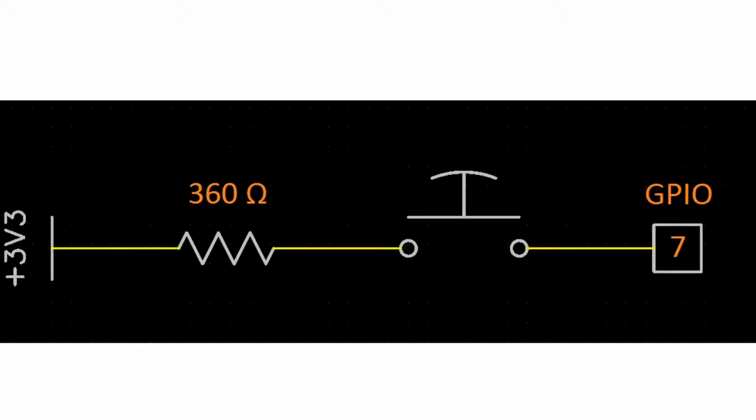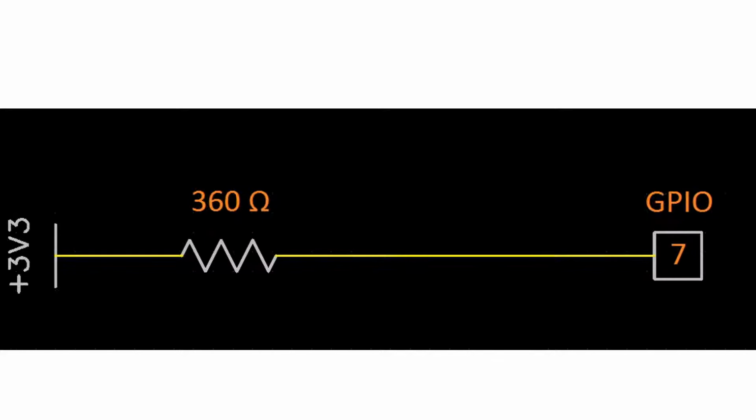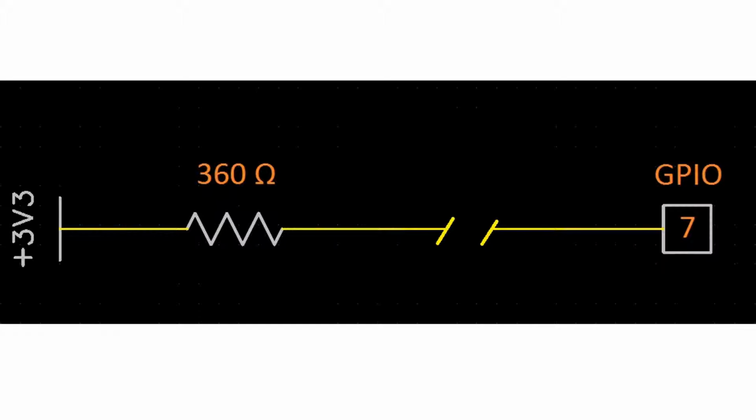This shows the circuit from the 3.3 volts pin to the GPIO pin number 7. With the switch closed, we have a direct link between the 3.3 volts pin and the GPIO pin number 7. We are using the 360 ohm resistor to limit the current between the two. With the switch open, we now have no link between the 3.3 volts pin and GPIO pin number 7.